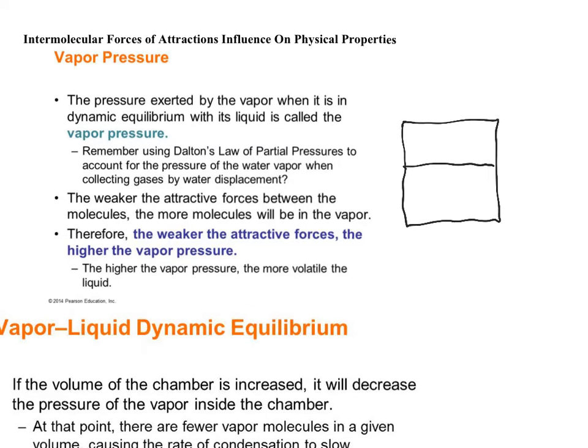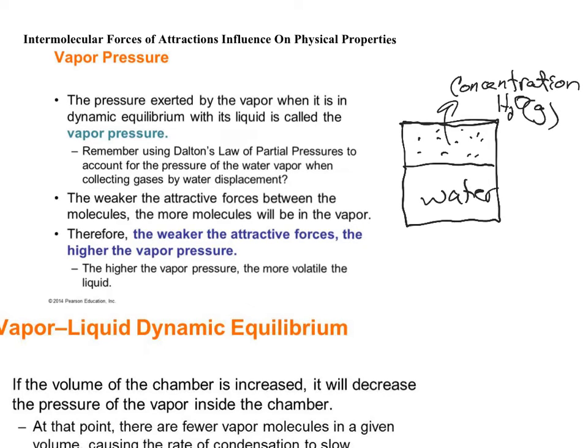If this is water, you had some, and you have a closed container so the vapor can't get out. You build up till you have a dynamic equilibrium, and you have a certain concentration of water molecules in the gas phase, and that concentration remains constant.